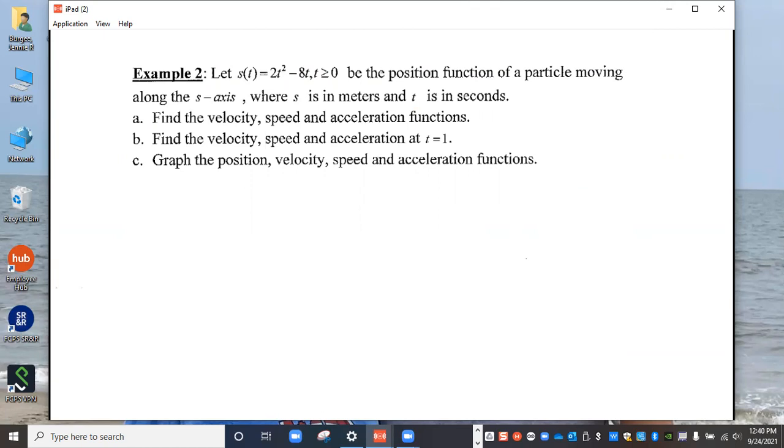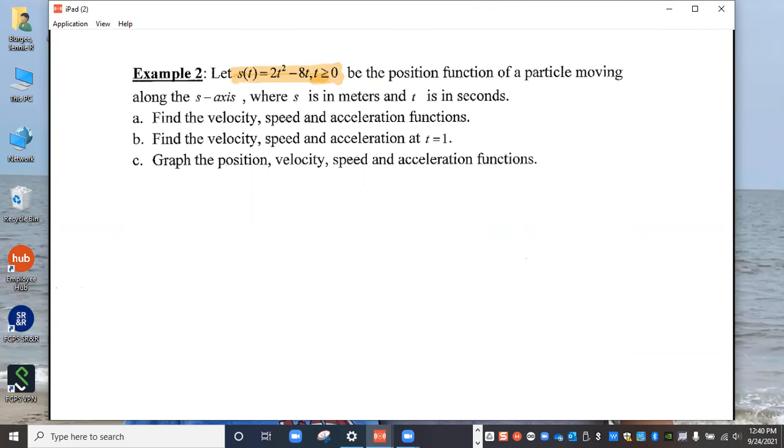So let's talk about, given your position function, and a lot of times when we are talking about rectilinear motion and we're talking about position and time, they're going to give us that restriction that t is greater than or equal to 0 because we're talking about time. We typically don't have -5 seconds or negative time. So typically you'll see that t is greater than or equal to 0.